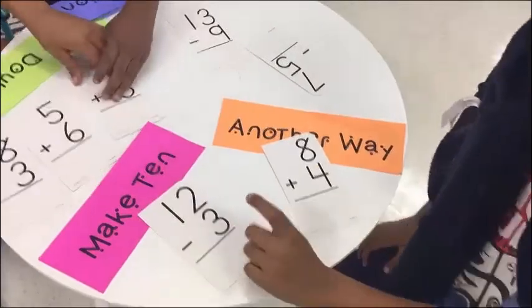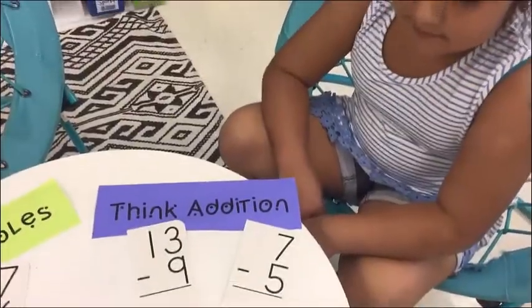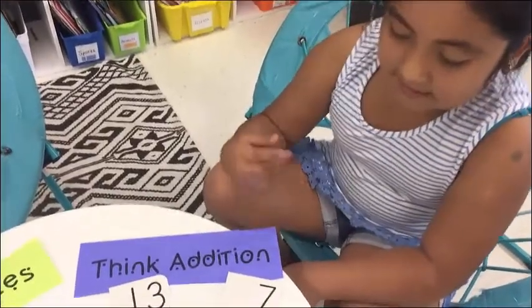I can just count back 2 and then 1 more equals 9. Why did you put 13 minus 9 under think addition? Because I can find the difference by counting up.